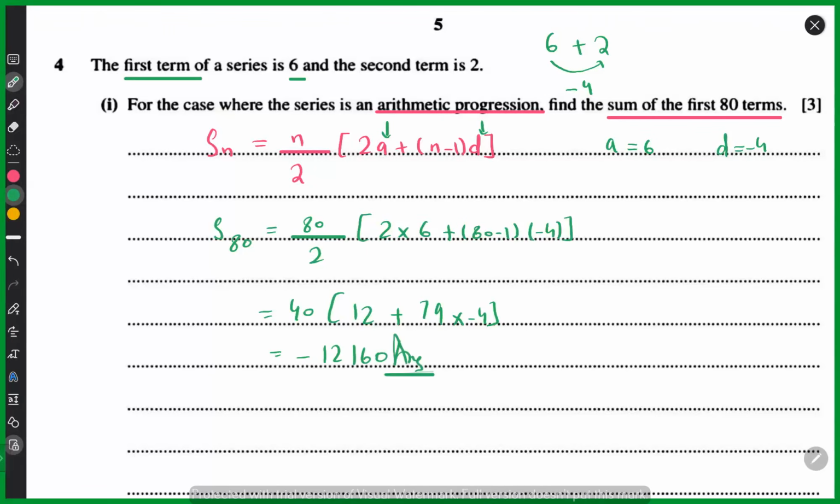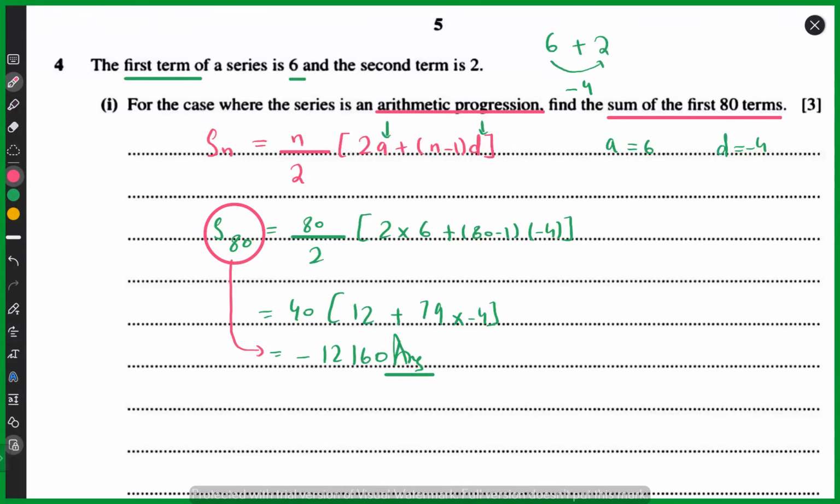Now you can clearly see that the question was about finding the sum of the first 80 terms and the final answer is negative. So you can certainly have a negative answer if you have negative terms. Obviously, when you add negative terms, you would get a negative answer. Okay. Is it fine?